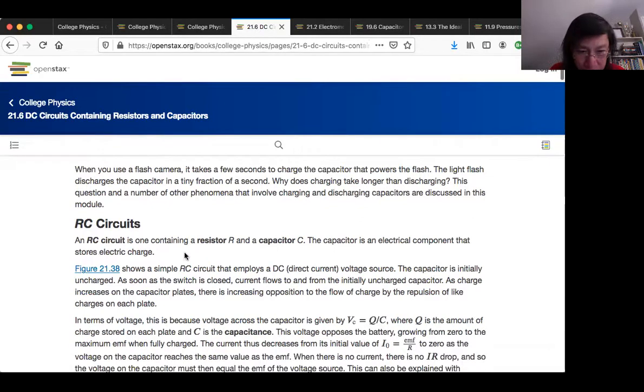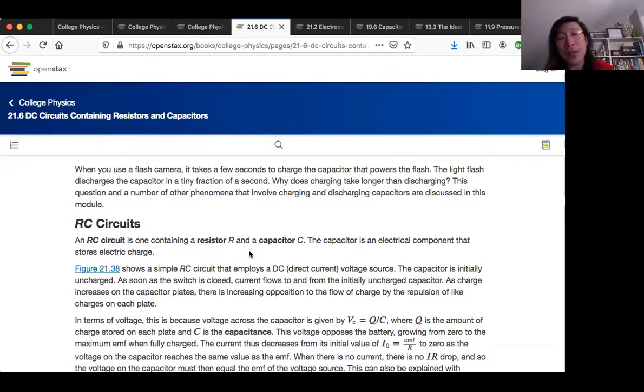Because they contain both a resistor and a capacitor, we call them an RC circuit. Now, do not confuse this with a DC circuit, okay? A DC circuit means direct current. AC means alternating current, which we'll talk about in a future lecture. An RC circuit is a DC circuit or an AC circuit that contains both a resistor and a capacitor, okay? So it's an RC circuit.